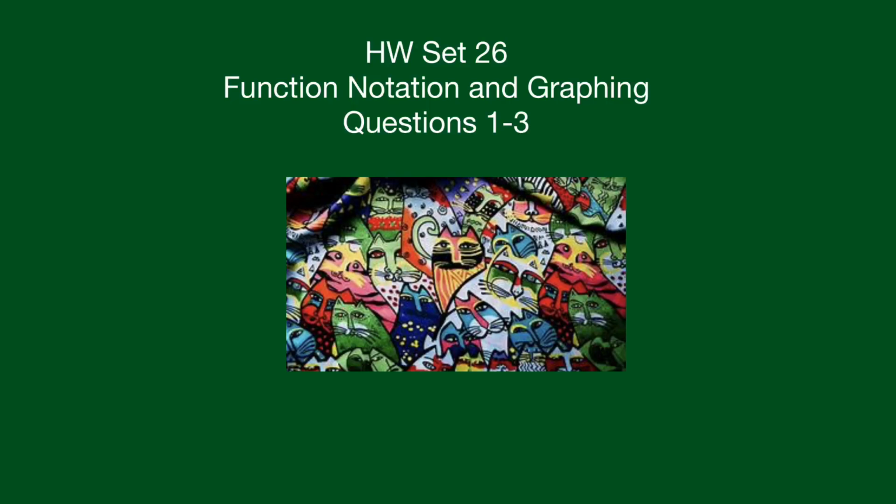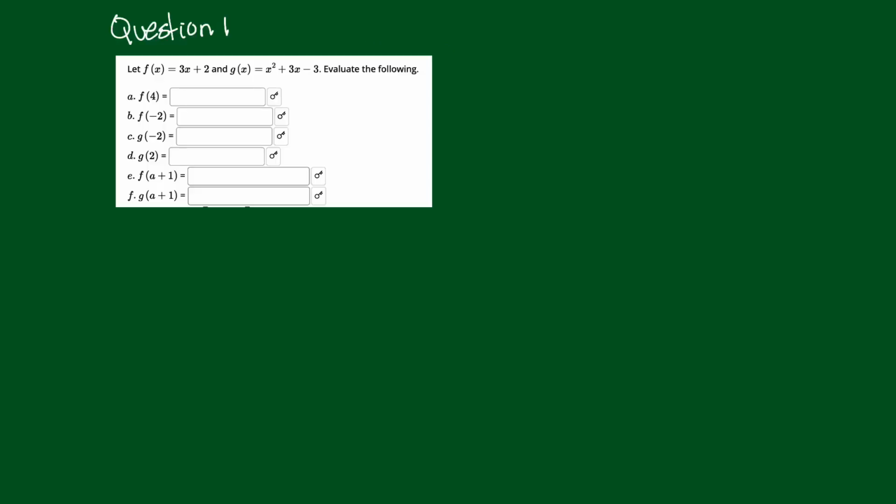This is homework set 26. Question 1. We've got two functions here: f of x, a linear function, and g, a quadratic function. What we're going to do is make the following evaluations. So we've got 6 parts.